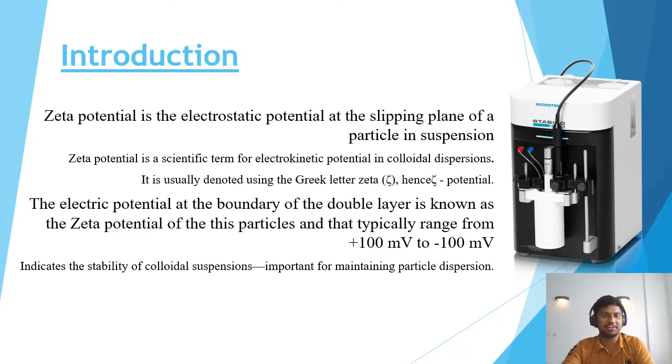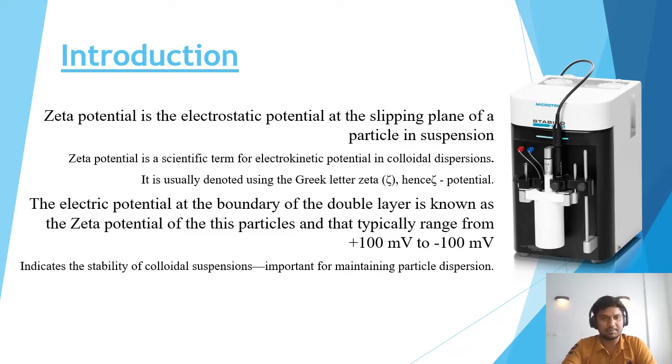So we start with our introduction. Zeta potential is the electrostatic potential at the slipping plane of a particle in suspension. It is a scientific term for electrokinetic potential in colloidal dispersion. It is generally represented by the Greek letter zeta, hence we call it zeta potential. In other words, the electric potential at the boundary of the double layer is known as the zeta potential of the particle, and this typically ranges from plus 100 millivolts to minus 100 millivolts.